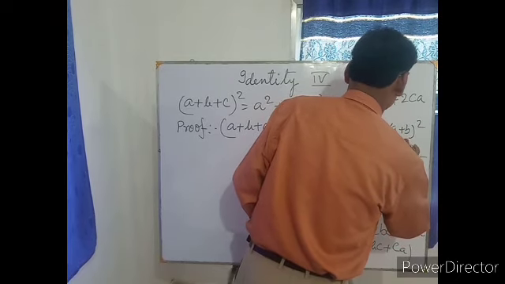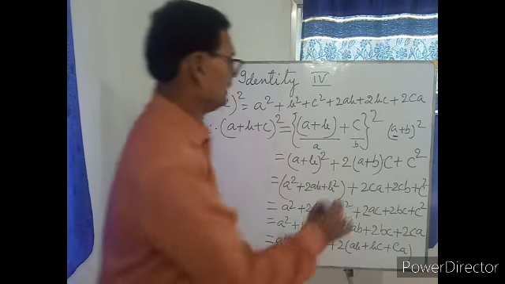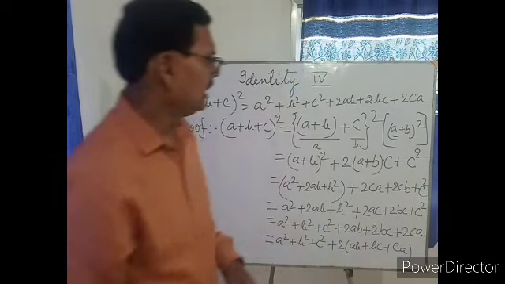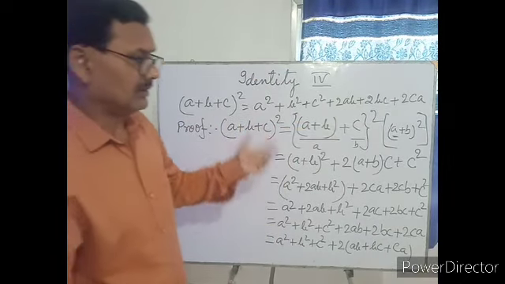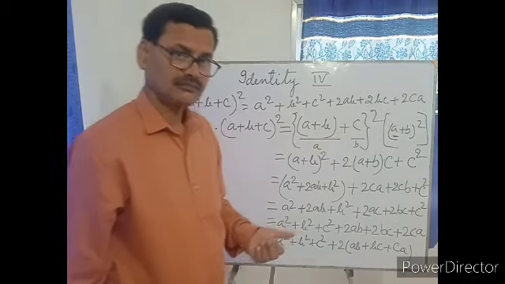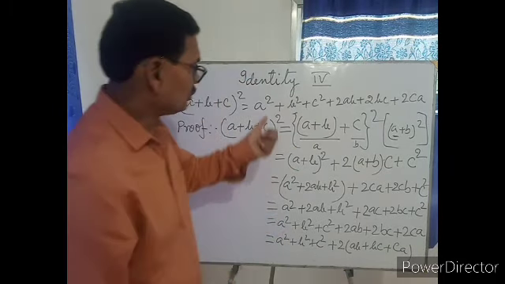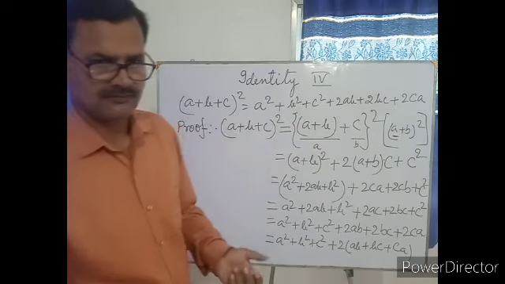Okay, here A is equal to A plus B. Now it has come on the pattern (A plus B) whole square. You know, (A plus B) whole square is equal to A square plus 2AB plus B square. What is A? A is equal to A plus B. And so A square means (A plus B) whole square.